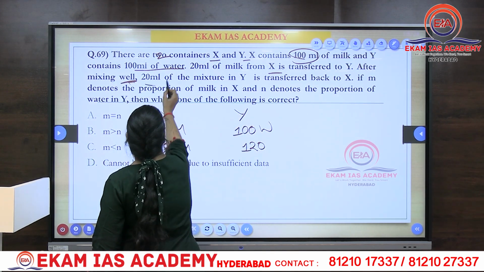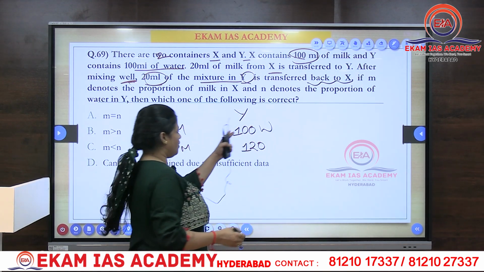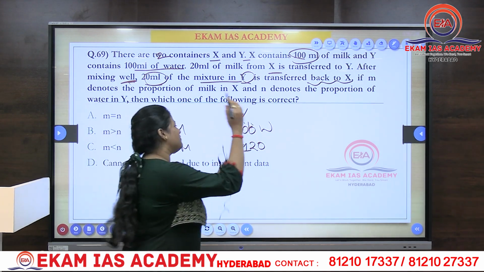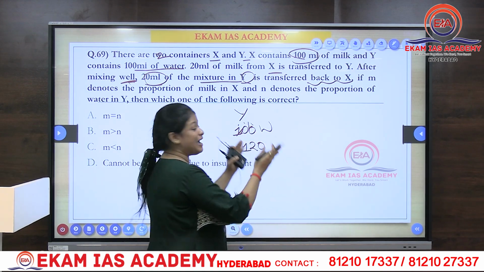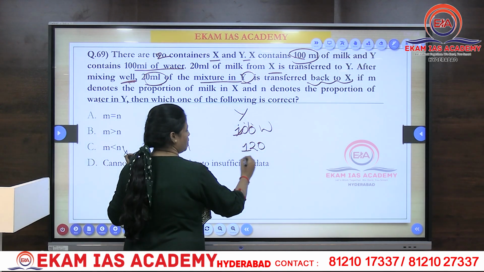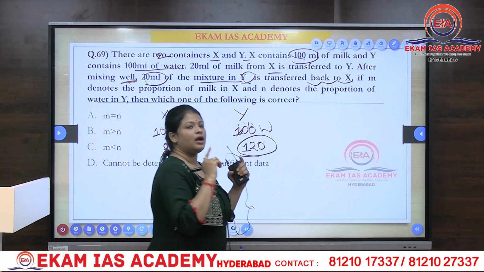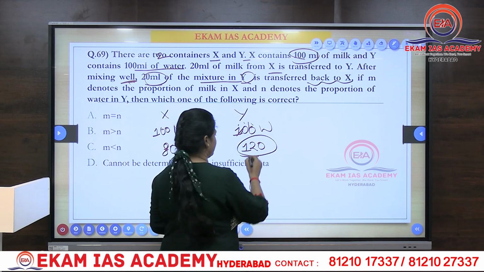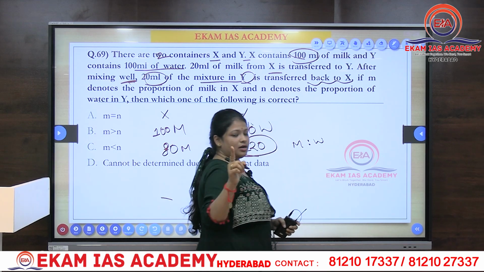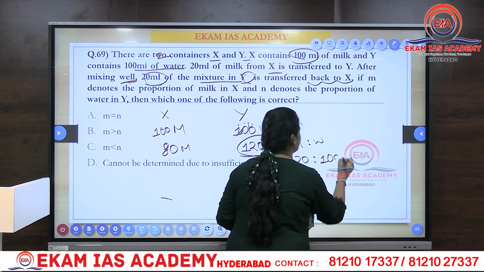After mixing well, 20 ml of this mixture in Y is transferred back to X. We'll take 20 ml from this container, mix well, and put this mixed 20 ml back into container X. So if we mix well, here I'll be calculating the proportion of milk and water. I'm adding milk to water. How much quantity of milk am I adding here? 20 ml of milk. And how much total quantity of water here?